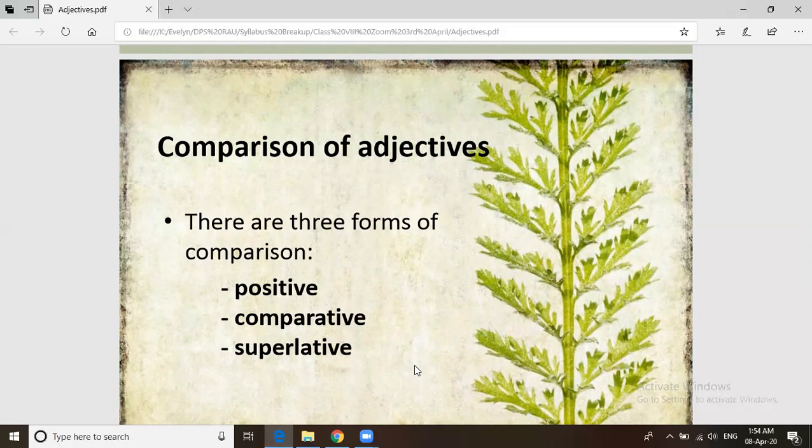Like, she is a good painter. Comparative: she is a better painter than her sister. Superlative: she is the best painter in our class. So these are the three forms of comparison.